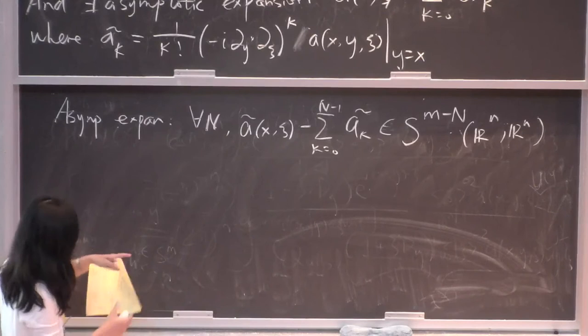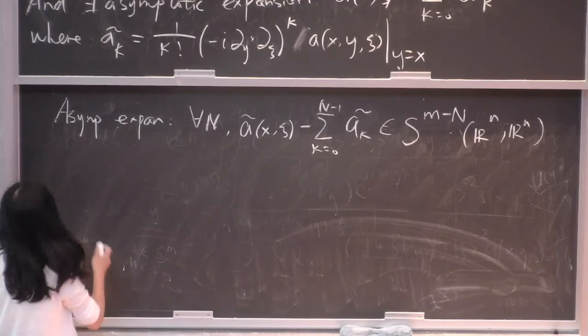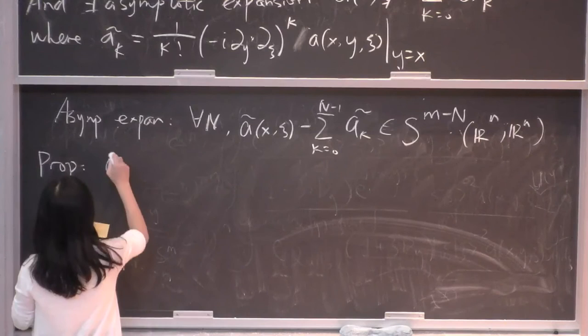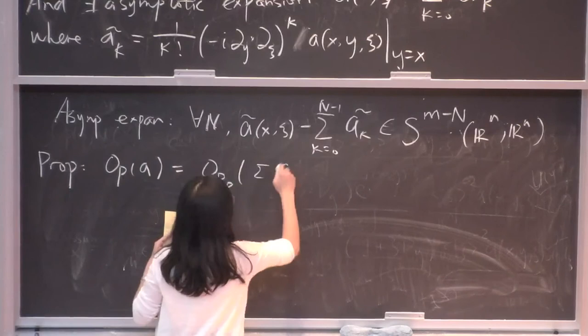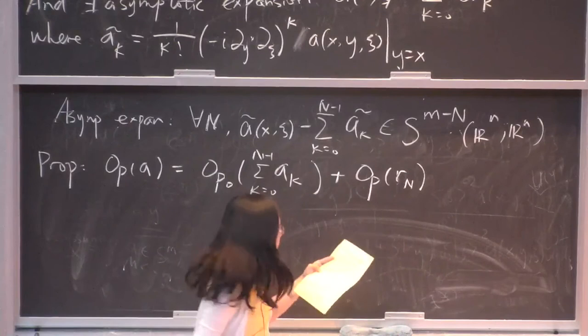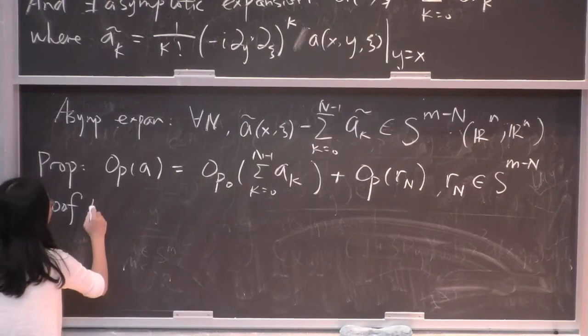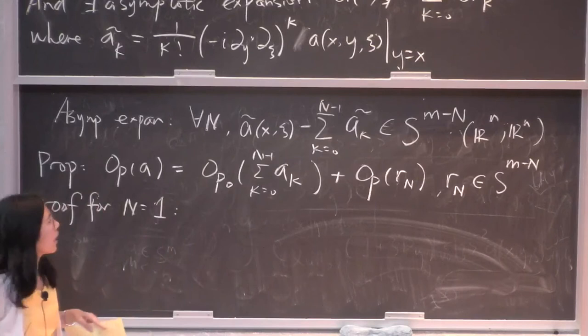I think I still have a tiny bit of time. I'm not going to prove this, it's complicated, but I'll give you some idea by proving the simpler part of a simpler proposition, which is the following: Op A can be written as the sum of Op a tilde k, k from 0 to m minus 1, plus a remainder term, and this remainder term is in the correct symbol class, R_n is in S^(m-n). And I'm going to prove it for n equal to 1, at least to give you some idea what's happening here, why we get this kind of asymptotic expansion.